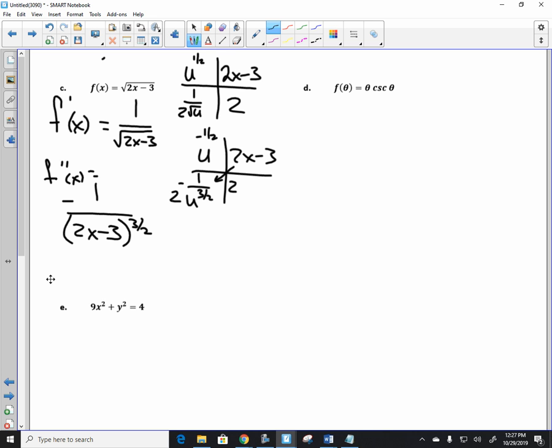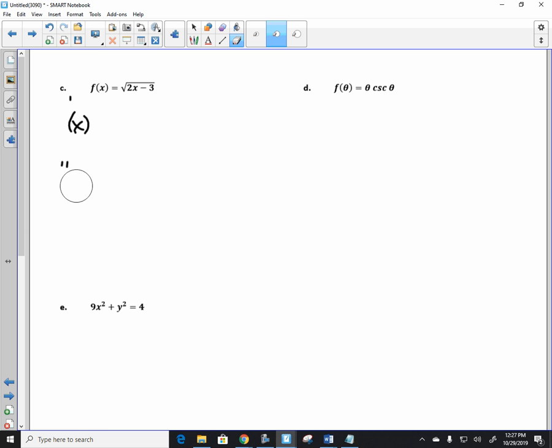You can find first derivatives, you can find second derivatives. The second derivative is extremely useful, and you're going to see a couple examples later on of how that works out. But right now, let's try one slightly more challenging. F of theta is equal to theta times cosecant of theta. F prime of theta. You tell me something intelligent about this.